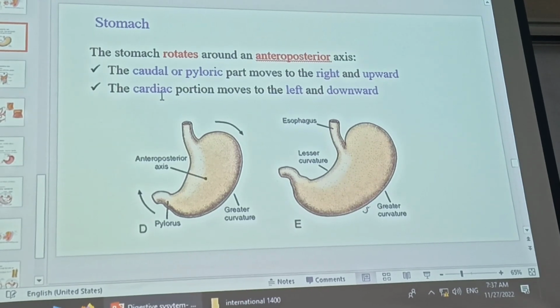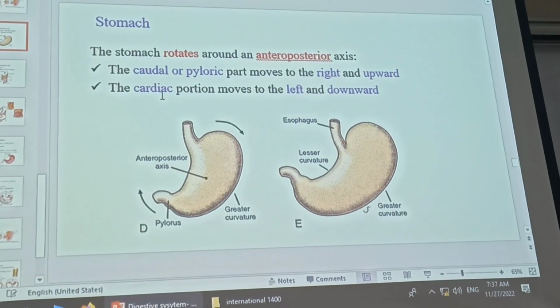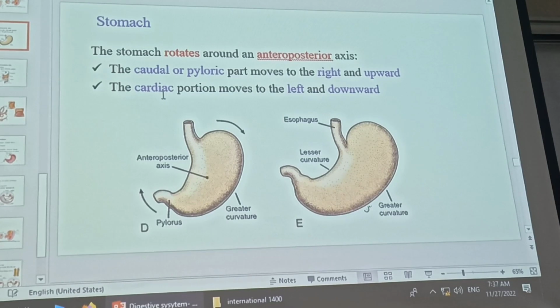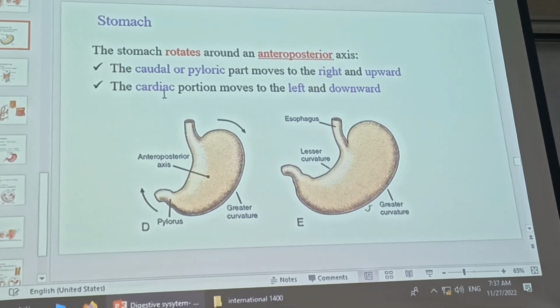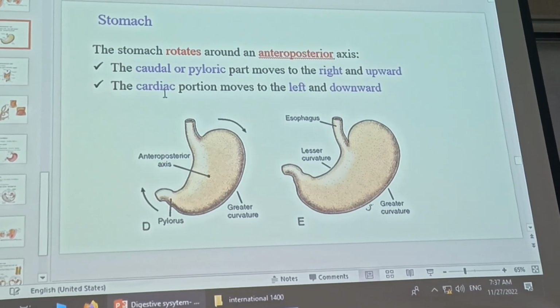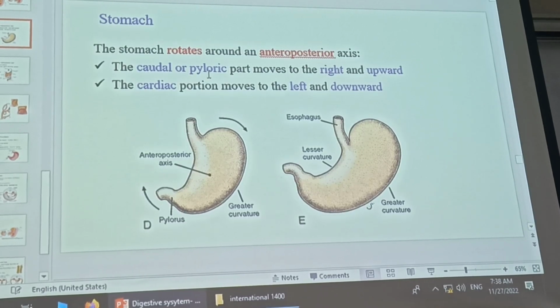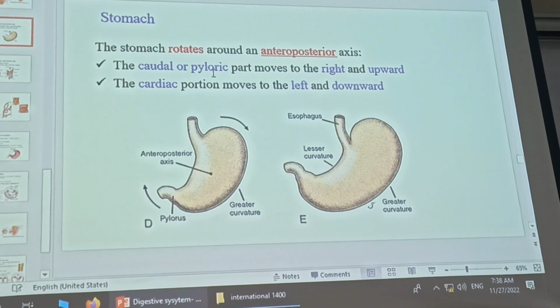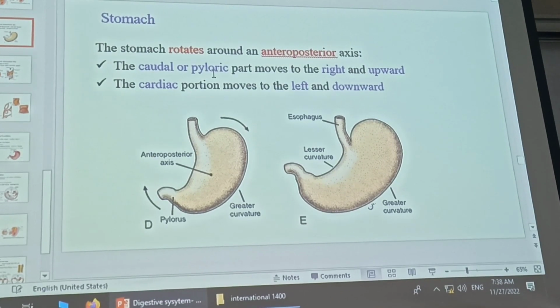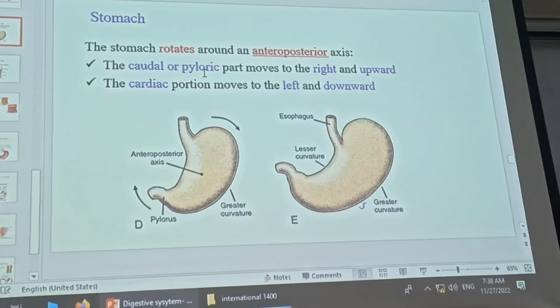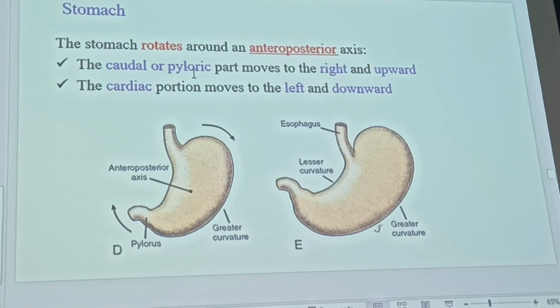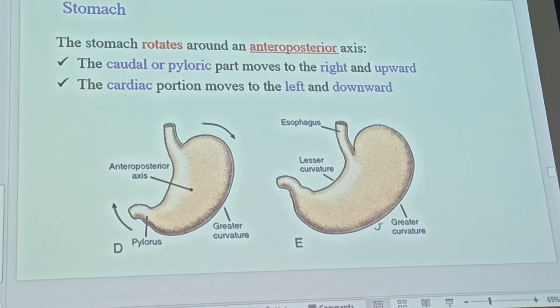The stomach rotates around the antero-posterior axis. This rotation leads to the movement of caudal or pyloric part of the stomach to right and upward. As you know, just a moment.